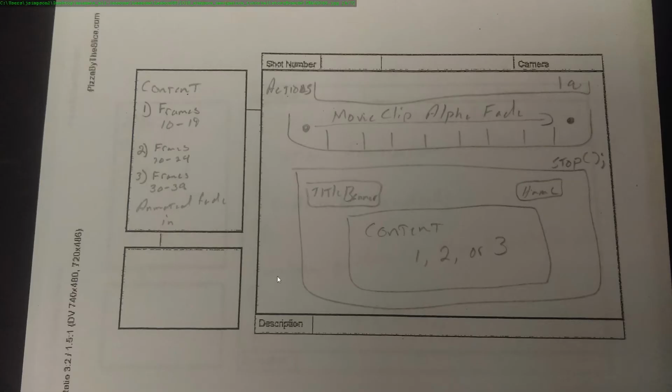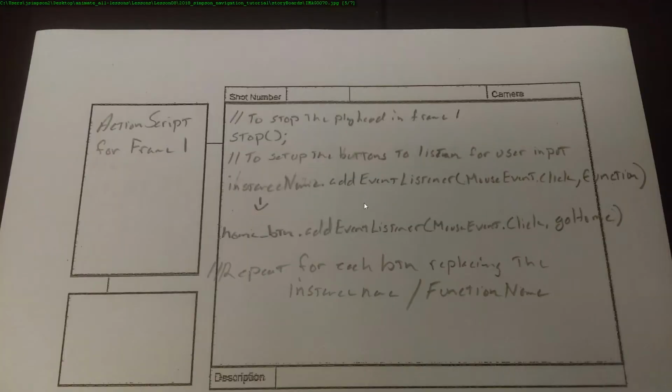Here is a diagram of that in a little more detail. The content for number 1 is from frames 10 to 19. The user presses the button, the main playhead jumps to frame 10, plays the alpha fade in for the content, and then there is a stop function, a stop method at the end of that particular time span. The content will be displayed. The user can press the home button to return back to the main menu.